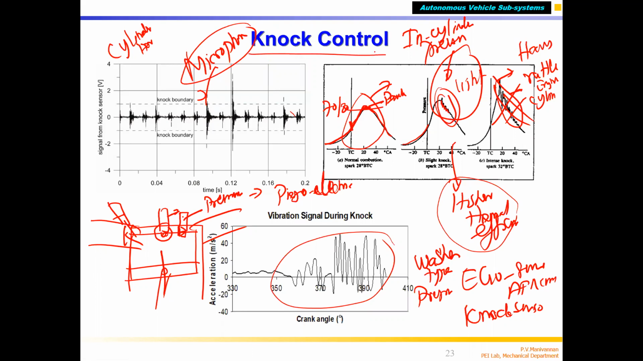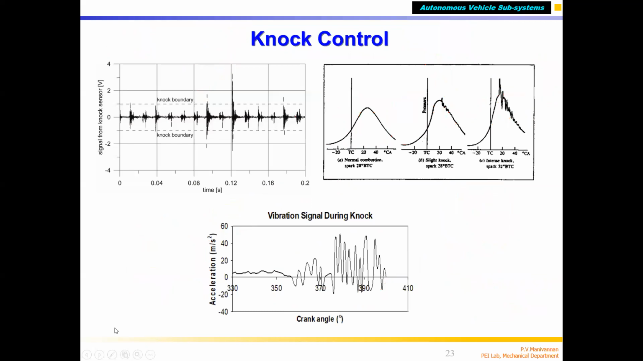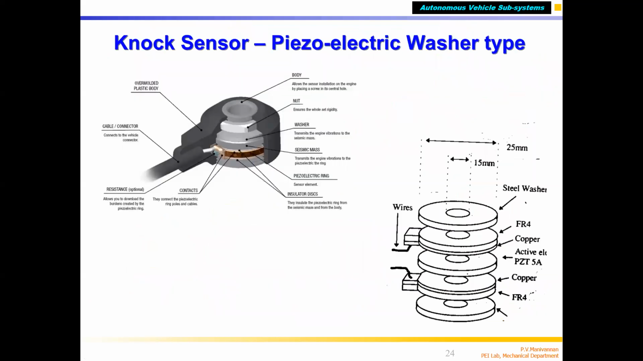So knocking can be controlled by changing the spark timing, correct? That is, when the spark is given. That is called advancing or retarding the spark. So yes, here it is. Now this is the knock sensor, piezoelectric washer type. You can see there is a bolt through which you will put a nut.